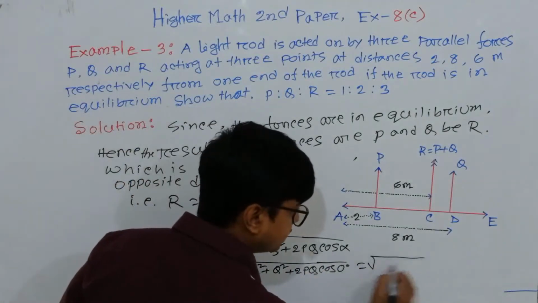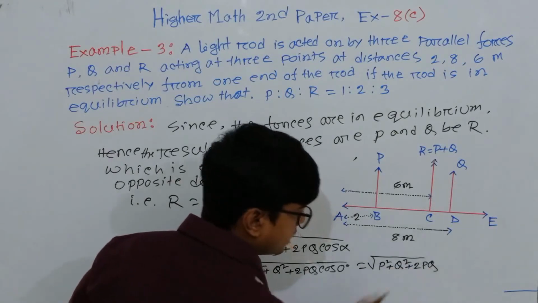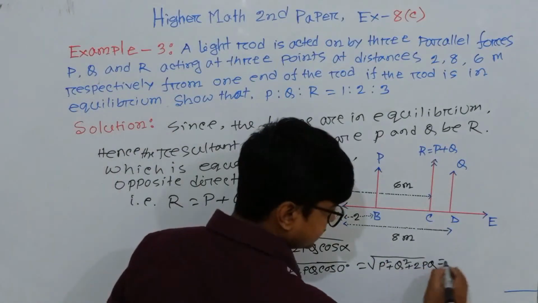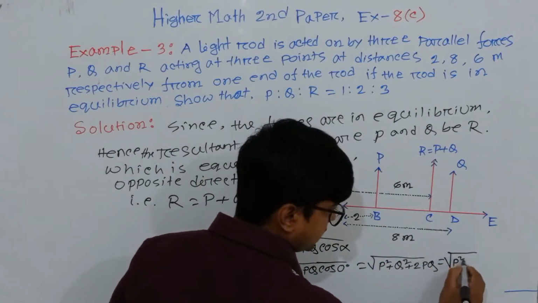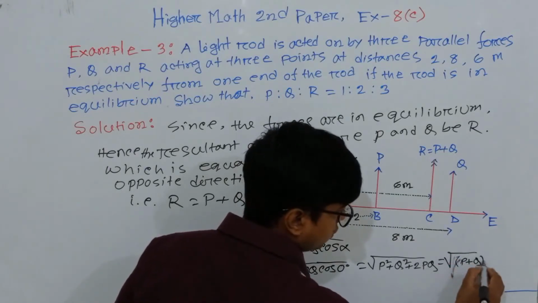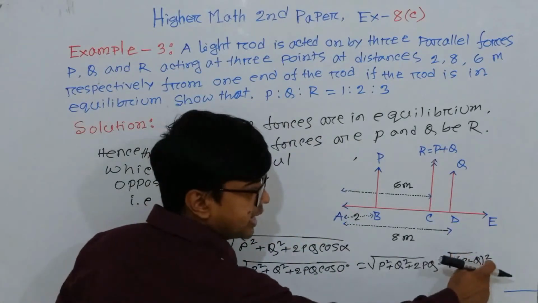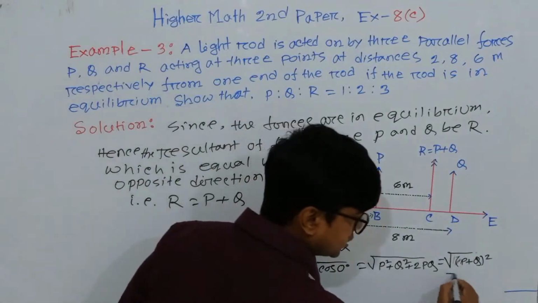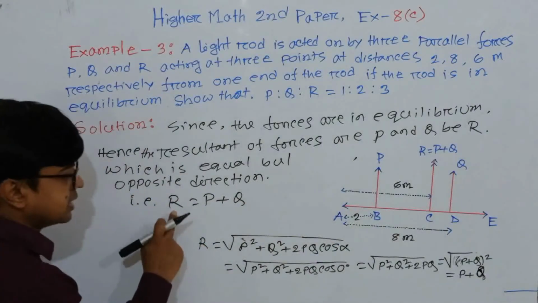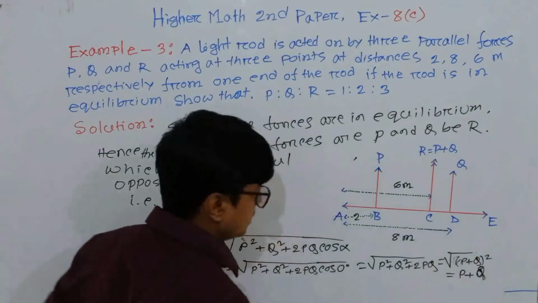So we can write P squared plus Q squared plus 2PQ, and P squared plus 2PQ plus Q squared will be the square root of P plus Q whole squared, and the square root and square will cancel. So that's why, look at this, R equals P plus Q.